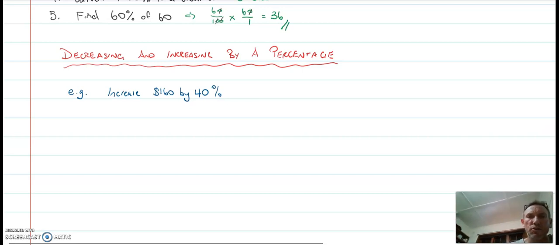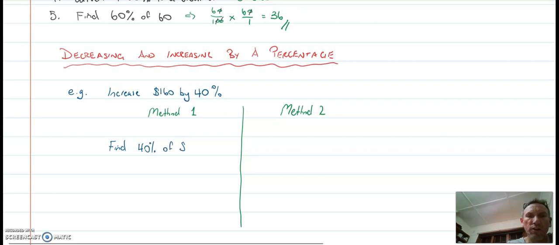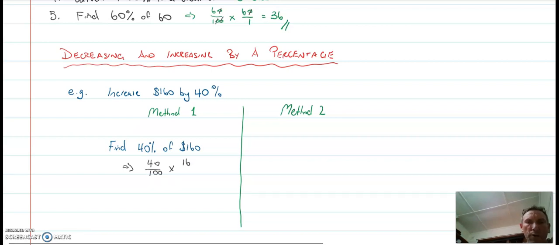I'm going to split the page in two because we're going to solve this two ways. All right, so method one, and there's going to be a method two. See which one you like. Method one will be to find 40% of $160. That's the first thing we'll do. That's 40%, literally 40 out of 100. Of means times 160.